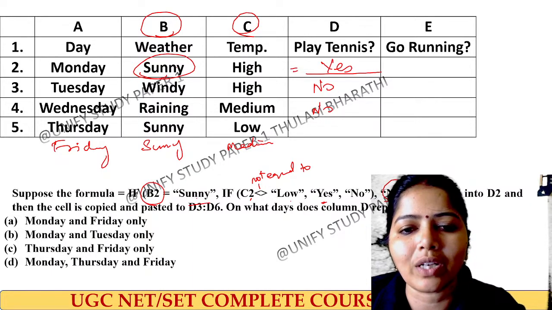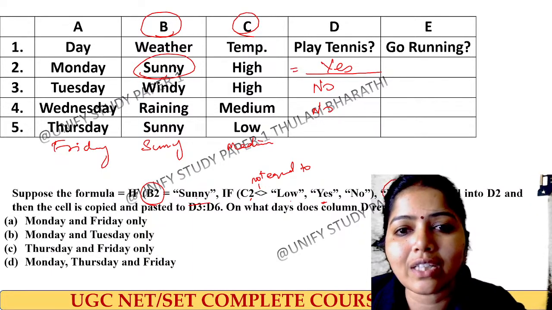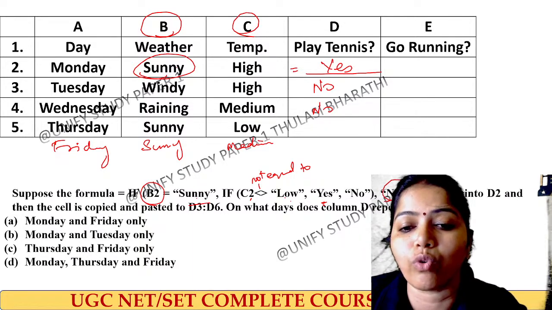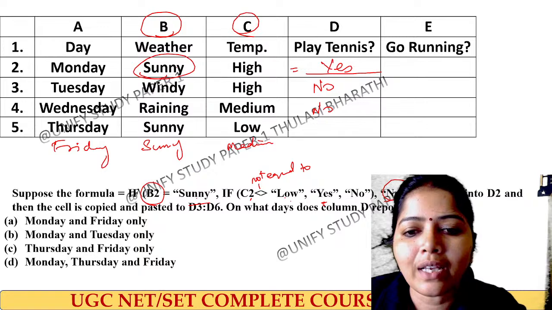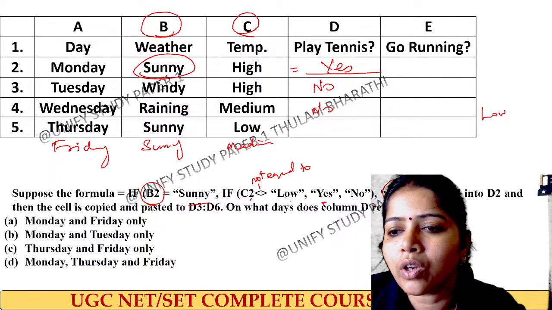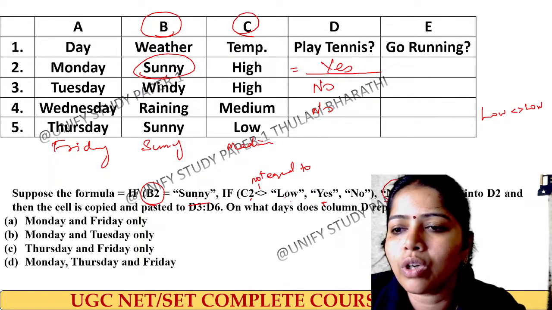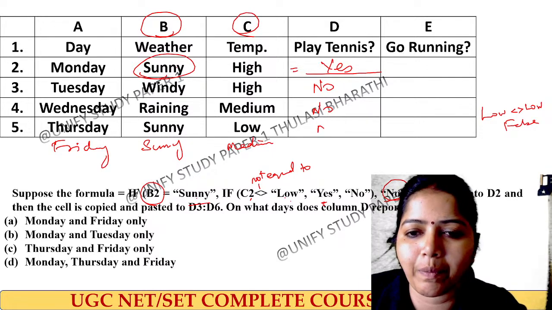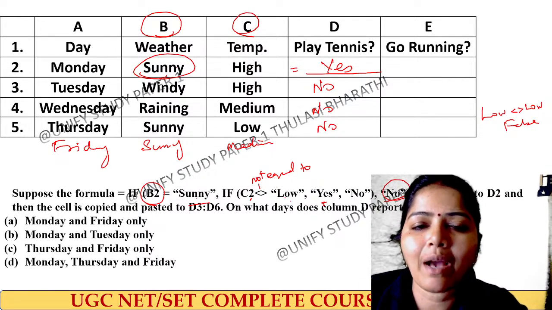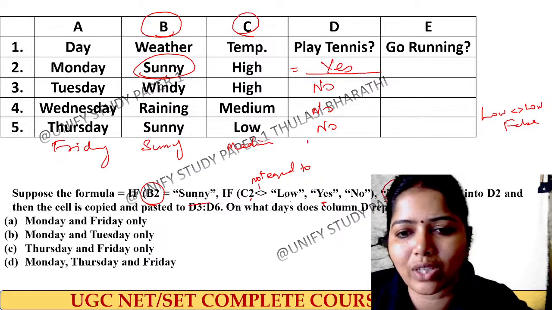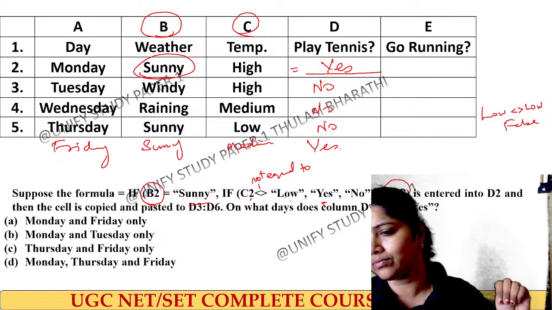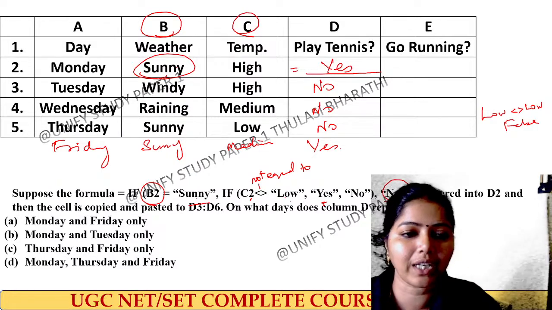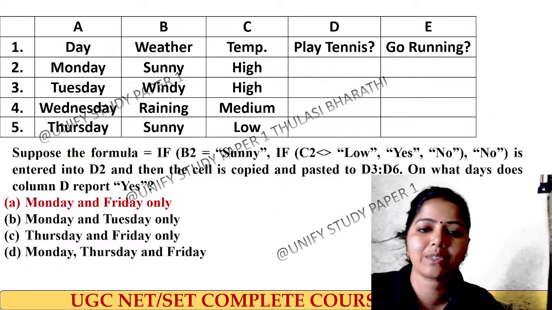Again I come to this one, sunny is equal to low. If it is not equal to low, we have to type yes, or else we have to give no here. Here this one, it is low not equal to low. This is false. So I'll be going to the no condition. No will be printed. And here medium not equal to low. Yes, it is true. So that's why here yes. Clear? Yes. Very good. Here the right answer is Monday and Friday. Next problem, do this one.